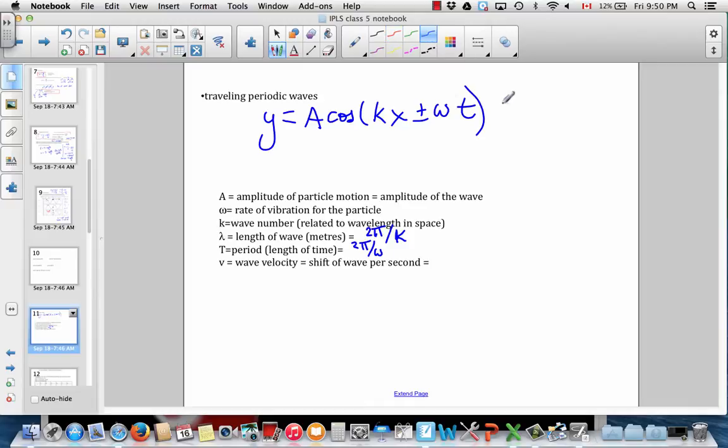So in general, we have to pull out the wave number, and then the coefficient of time becomes the speed. But you could see as well that this speed is going to be the ratio of the rate of vibration to the wave number. So that's another relationship for wave speed.